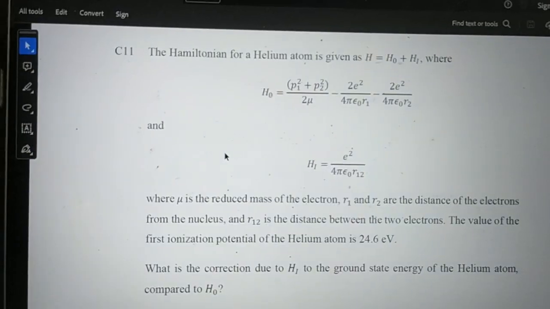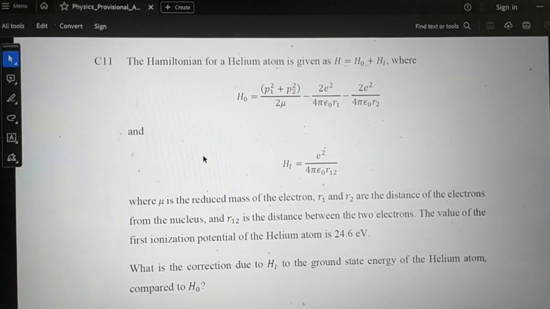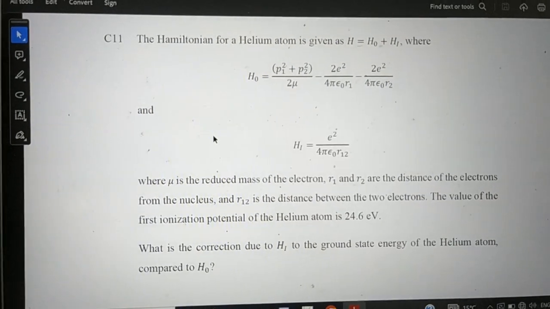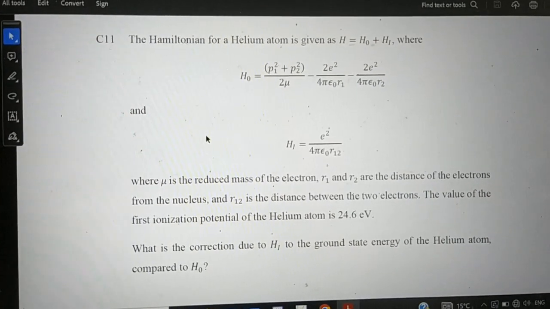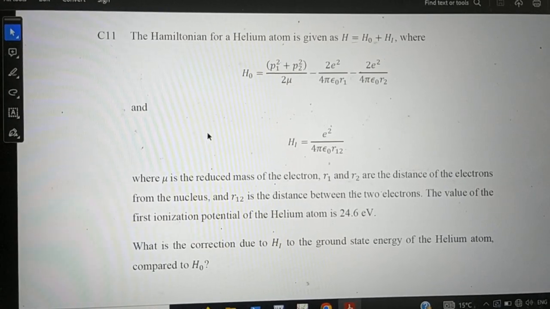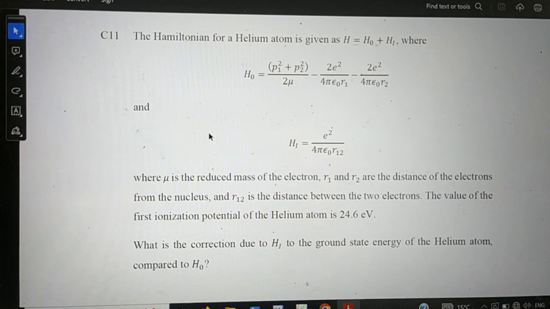Question number 11, I think this is a very rigorous calculation. You need rigorous calculation for this. I think I have not solved it. You guys can check Griffith, it is given there. You can check it.